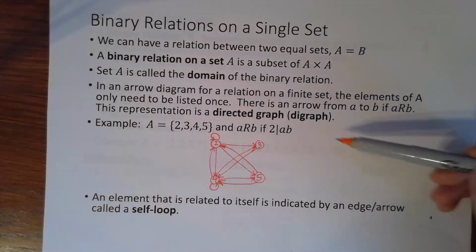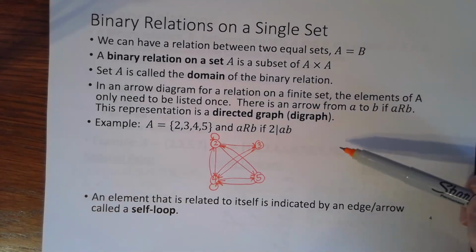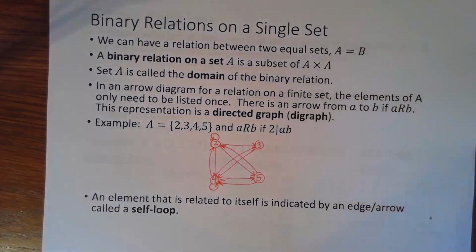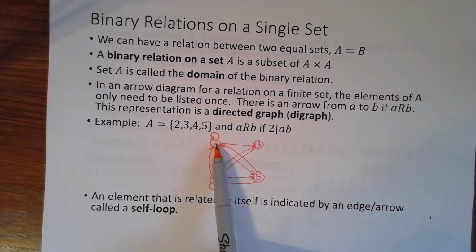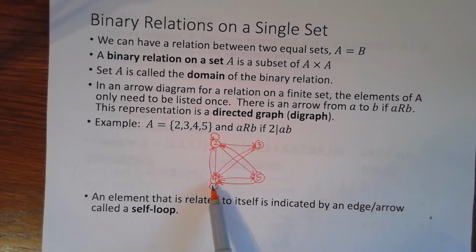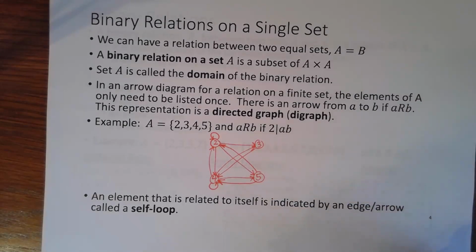If we had written these out as 2, 3, 4, 5 and 2, 3, 4, 5, you would just see an arrow going from 2 to 2 or from 4 to 4. Since we're not listing them separately, it just goes back to itself. So this self loop right here represents that 2 is related to itself. This self loop right here represents that 4 is related to itself. There is no self loop at 3 or 5, which means 3 isn't related to itself and 5 isn't related to itself.